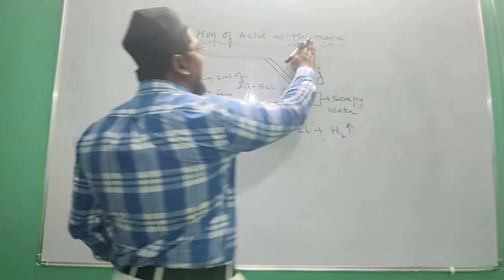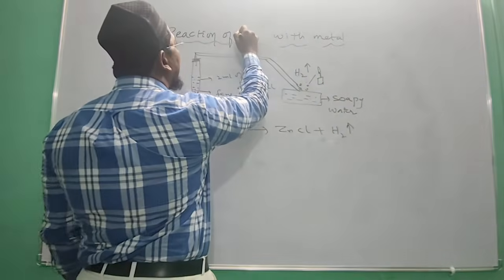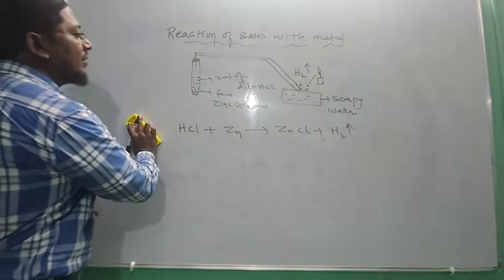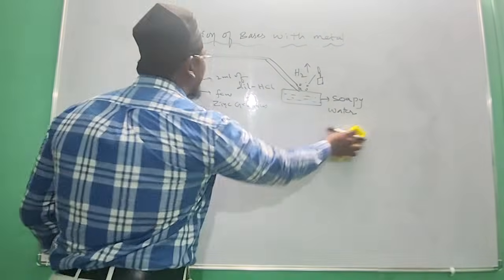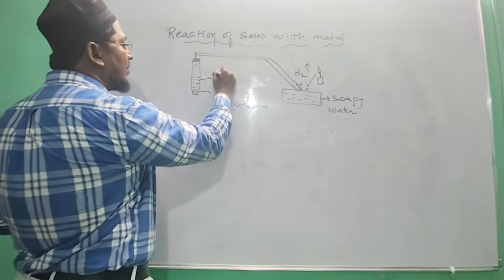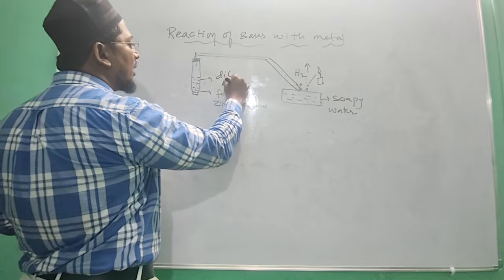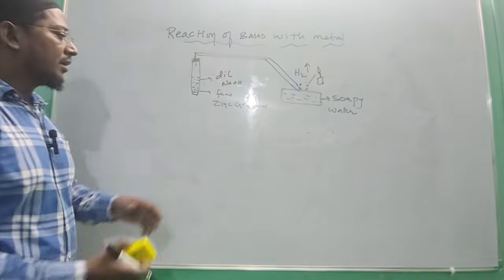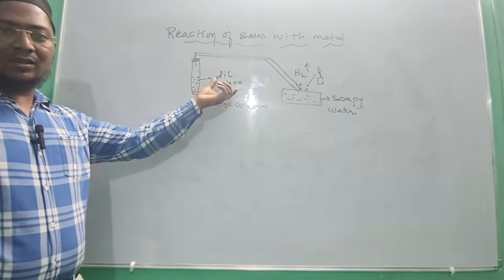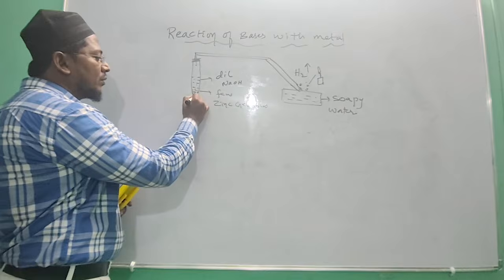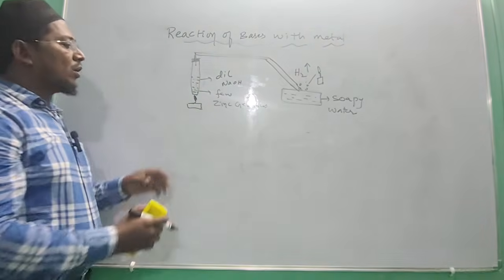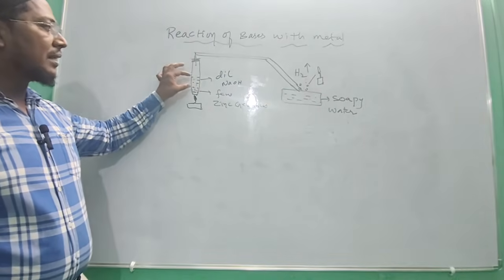Similarly, we will see the reaction of bases with metals. Same activity we will do. Instead of dilute HCl, we take dilute NaOH, dilute sodium hydroxide. Take the zinc granules, add dilute sodium hydroxide, and warm the content with the Bunsen burner. So what is happening, sir? A colorless gas is evolved.